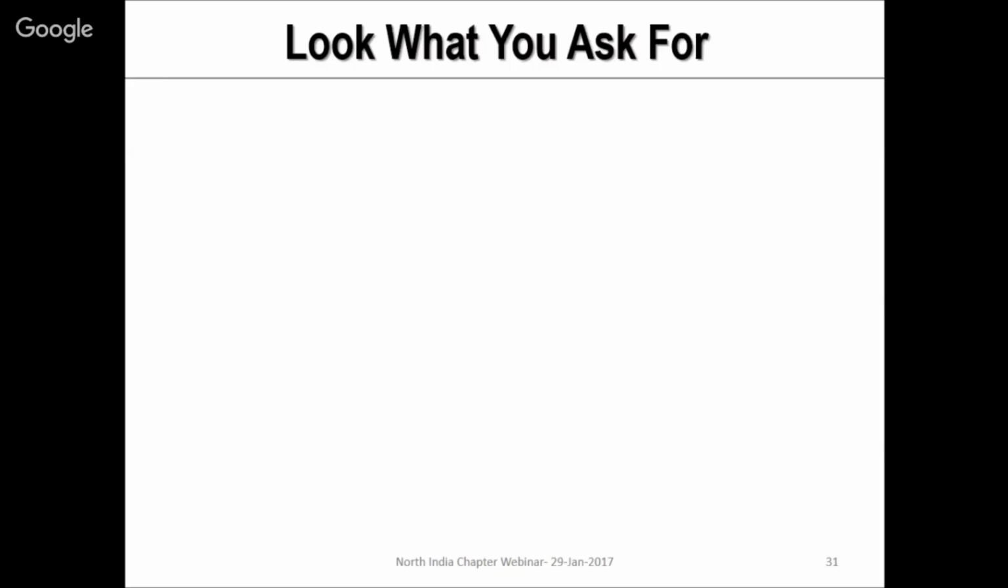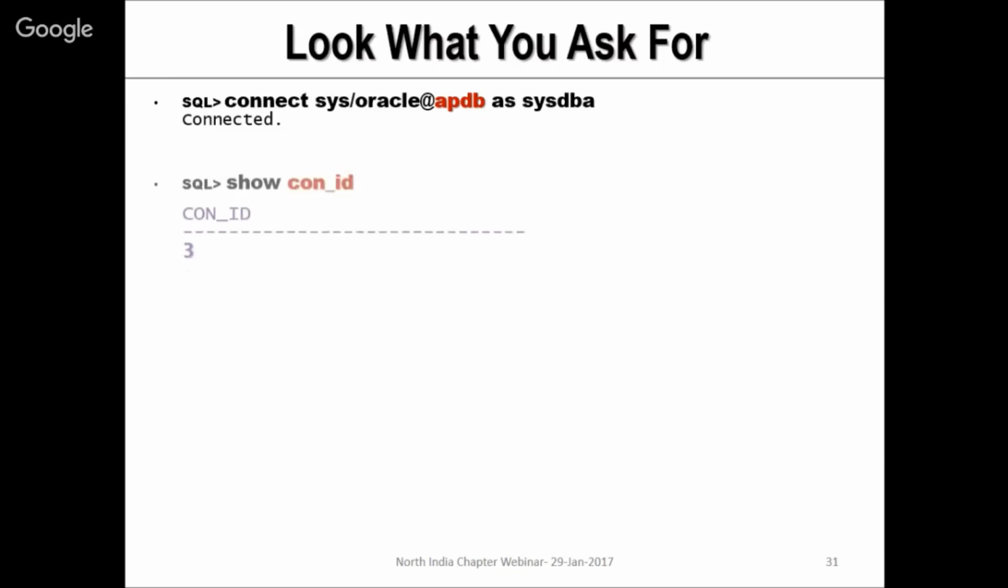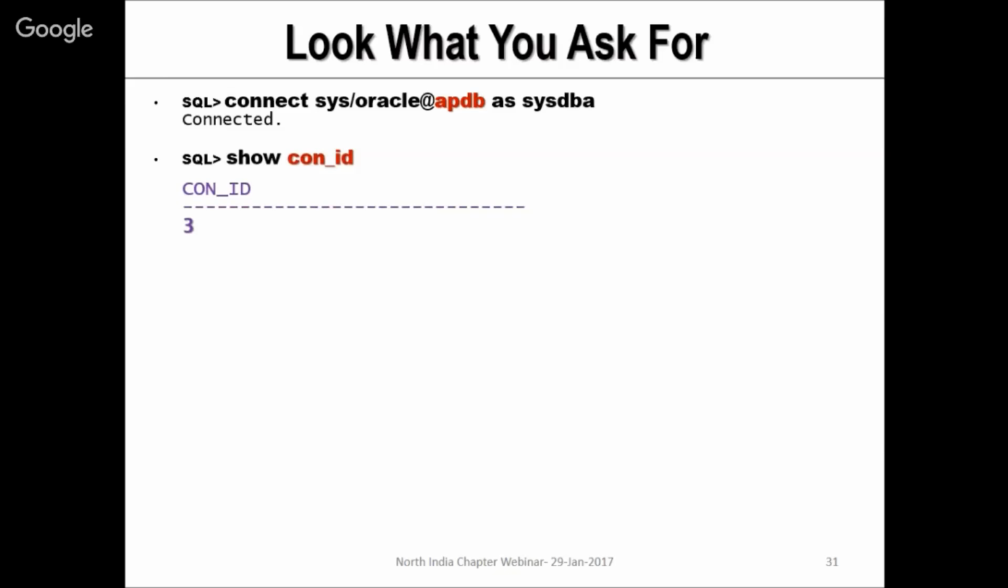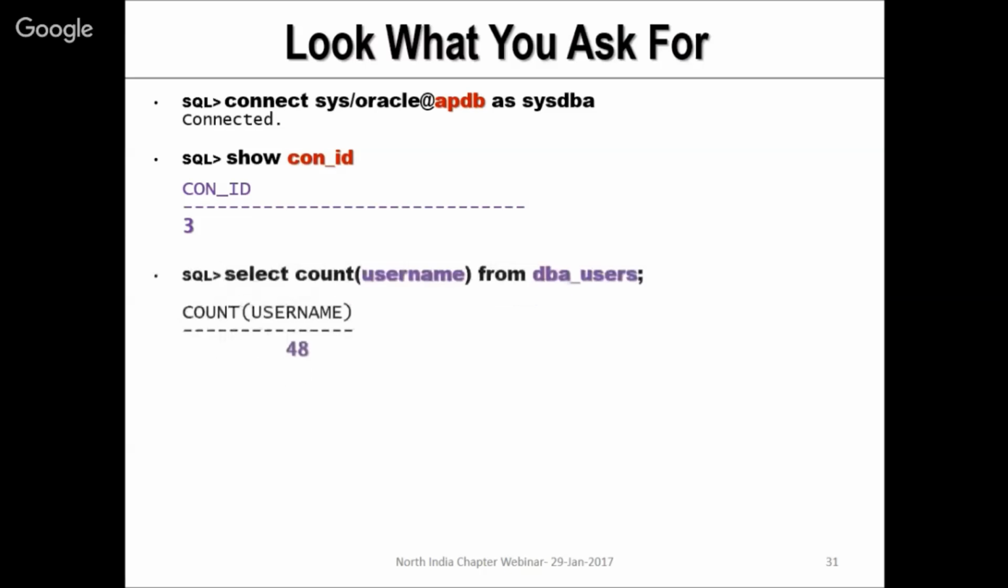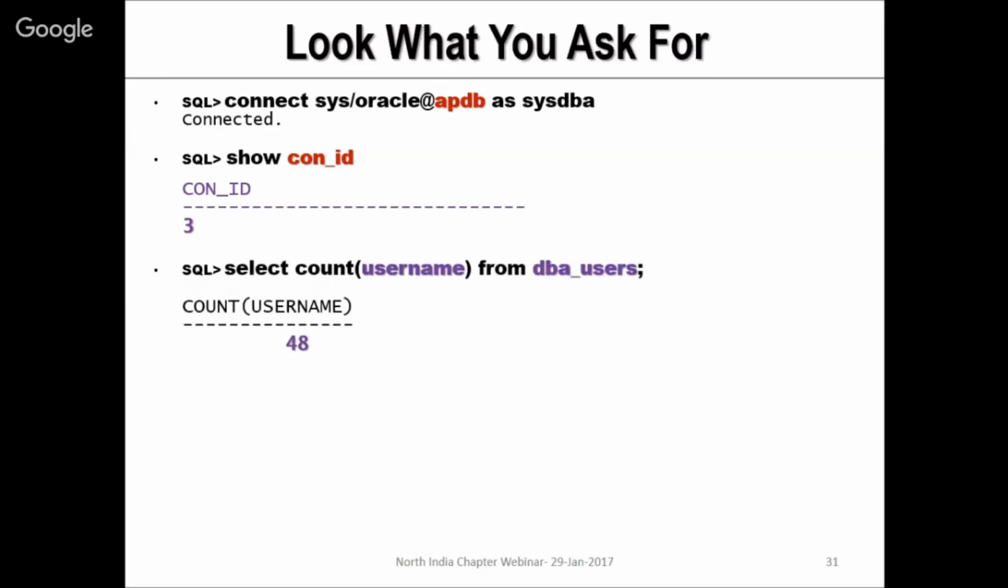Now, is it going to be the same thing if you're going to be connecting to a normal pluggable database, which we have created with the name of apdb? And you can see over here with the apdb as sysdba, if I check out the same like con ID and so forth, I'll get to know that it is more than 2. So this con ID is 3. That means I'm right now in a user-defined pluggable. And if I check out the username information from the dba_users, I do get to know that this particular count is 48, which is okay.